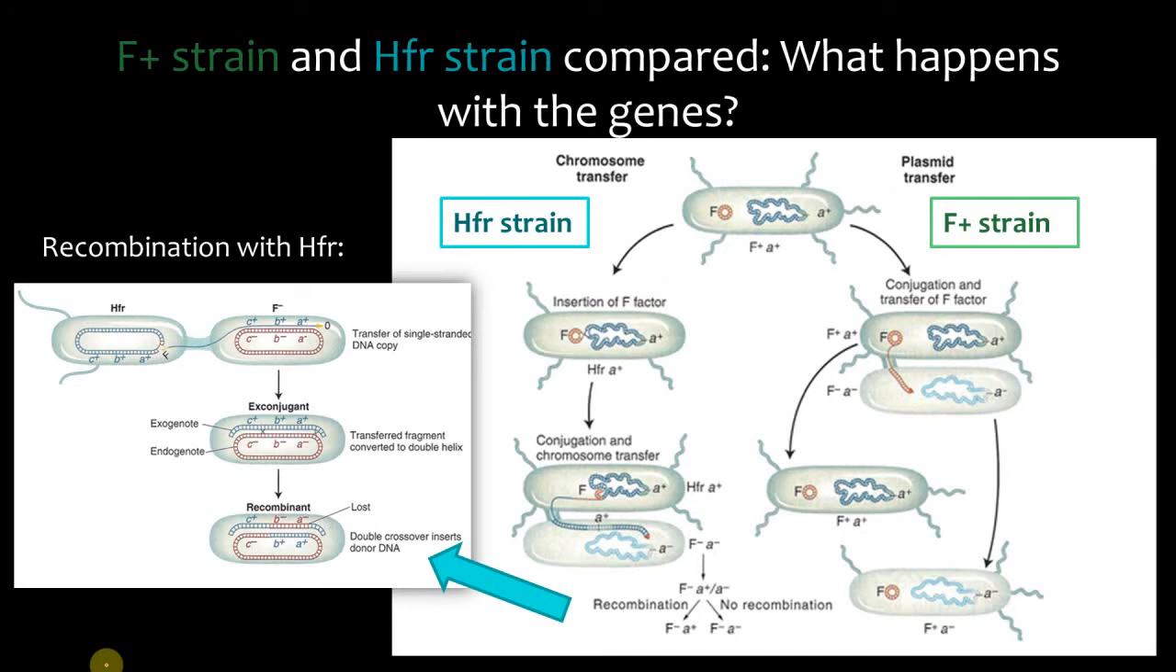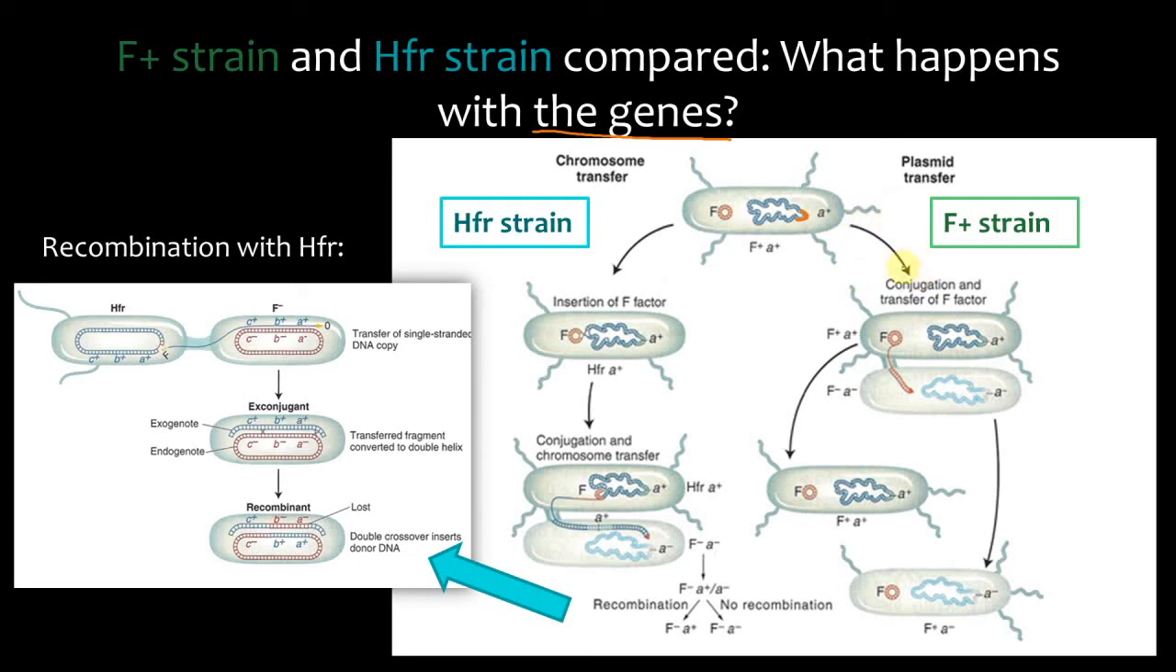Okay, so let's actually compare this with the genes. We already looked at this a little bit, but let's do a really focused analysis of the difference between the F plus strain and the Hfr strain compared with genes. So let's go with the F plus strain first. We're just starting out with a normal cell that has the F plasmid, the F plus plasmid, and it also has the A gene, which is right here. I'm just going to color that in orange so it's really clear to see. The A plus gene, which is right here, just like we've been doing, okay?